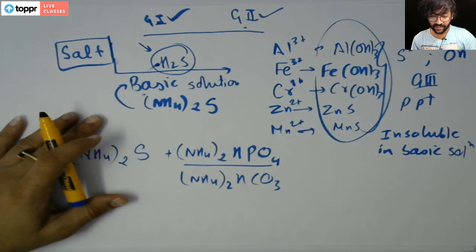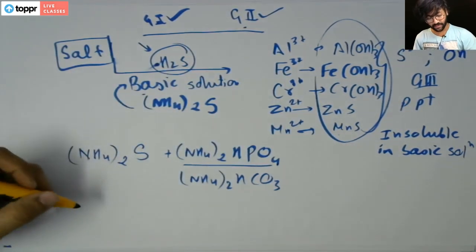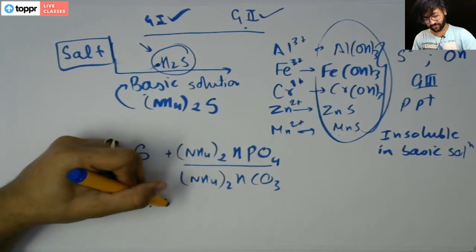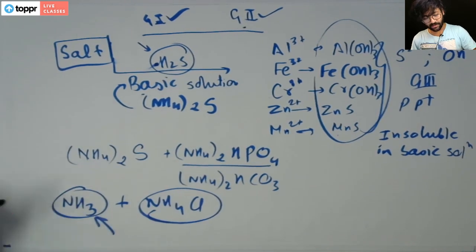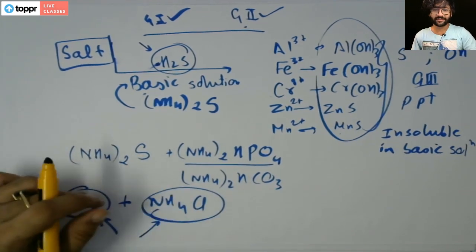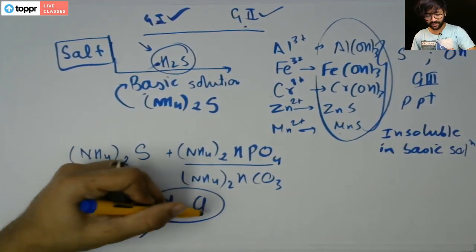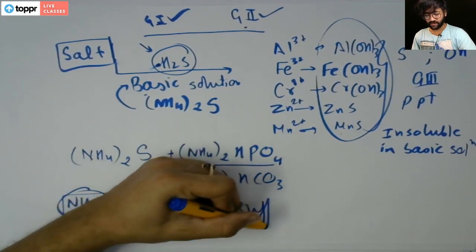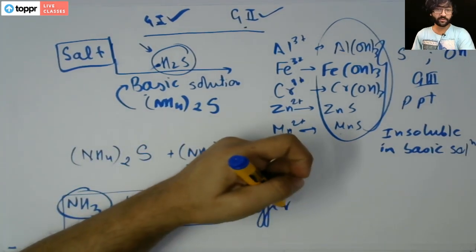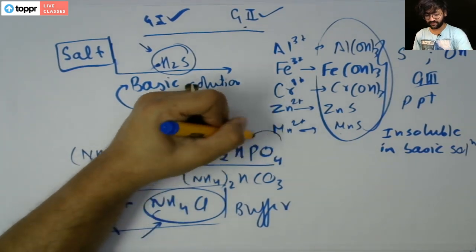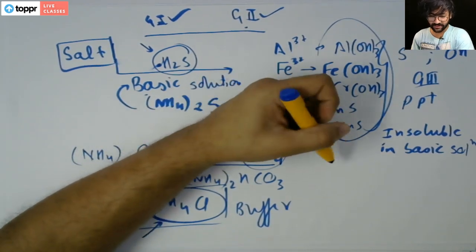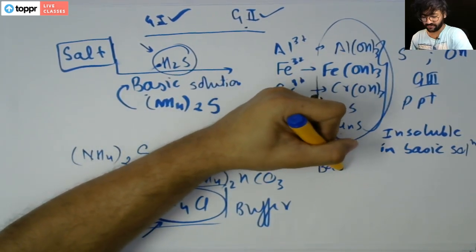So basically what we're trying to make here is a basic buffer. We put NH3 and NH4Cl together, so that is a base and its salt, a conjugate pair, and they form a buffer. When we add this buffer solution, if we get a precipitate in the phosphates or in the carbonates, then if we add the phosphates, we get the precipitate as barium phosphate.